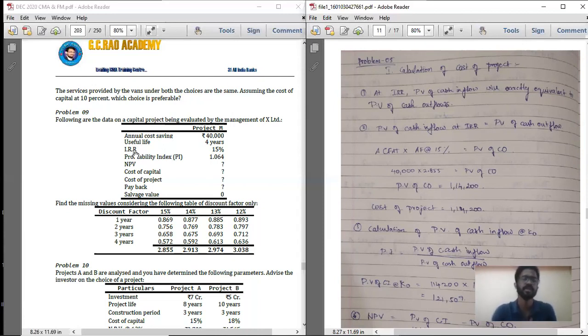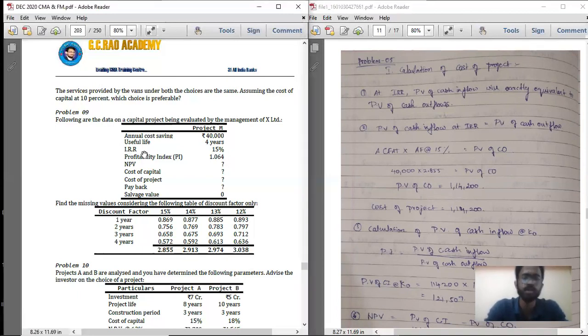So basically for this IRR, what are we doing? We are calculating the present value of cash inflows. From that you are deducting the present value of cash outflows. Then you get the net present value. Then you compare two different net present values and arrive at IRR. So this is the method of calculating IRR, using present value factors and present values. Ultimately, at IRR, the present value of cash inflows will be equal to the present value of cash outflows.